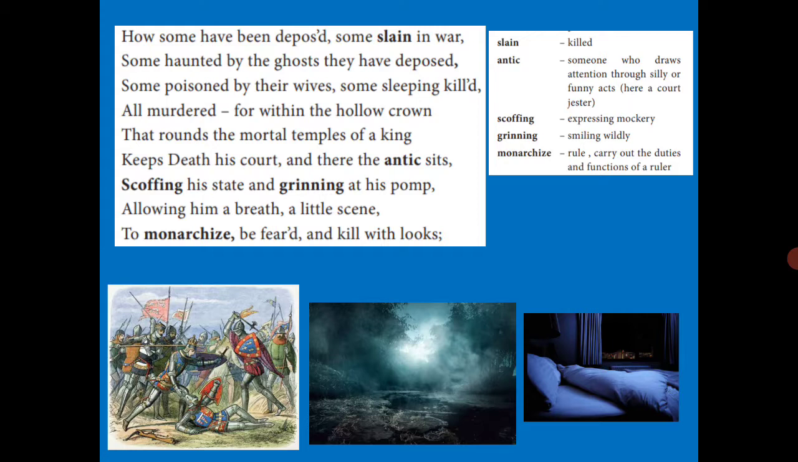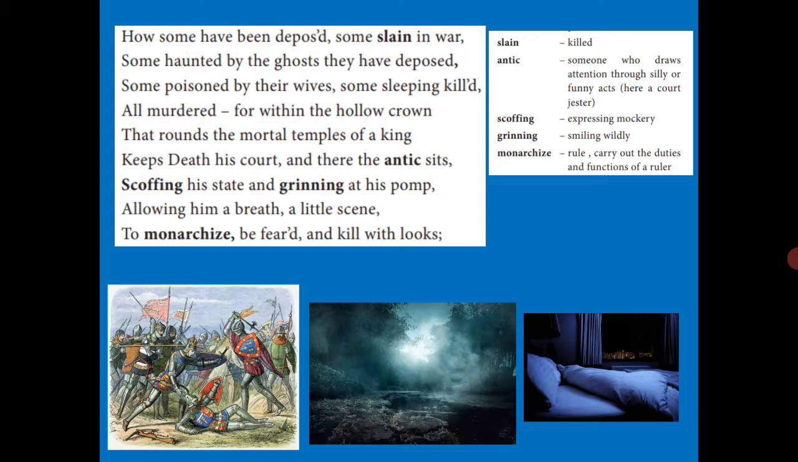And he says how the kings are killed. Some are deposed, that means dethroned, defeated. Some slain in war, that means they are killed in war. Some kings are haunted by the ghosts they have deposed. Already they might have killed them. Those spirits come and haunt these living kings. Some poisoned by their own wives. Some kings are killed while they are sleeping. Anyway, by any means, all the kings are dying, all murdered.